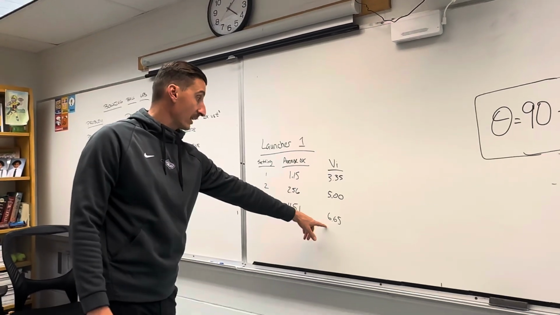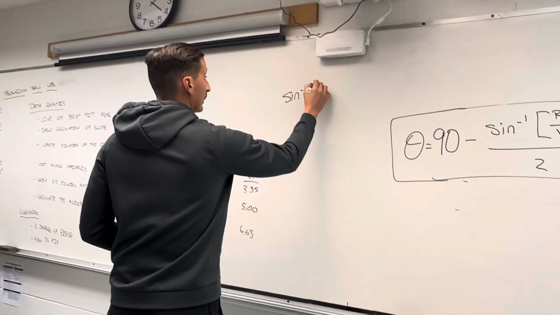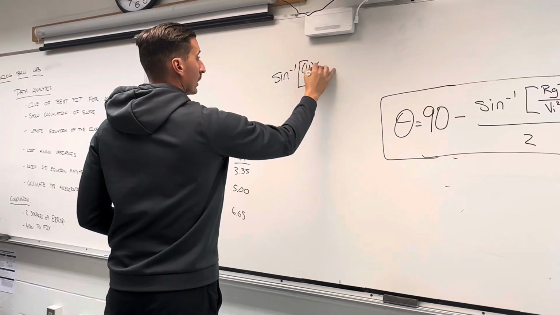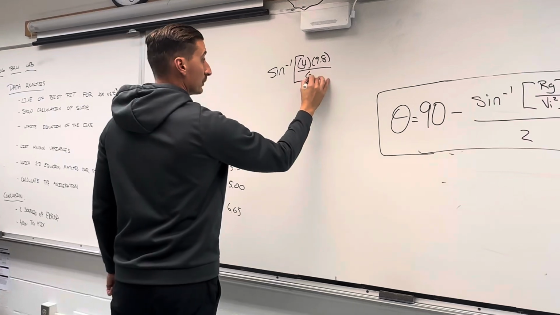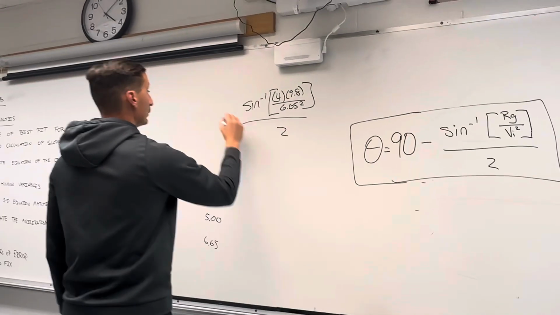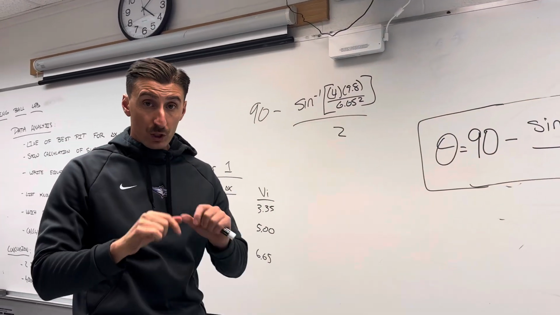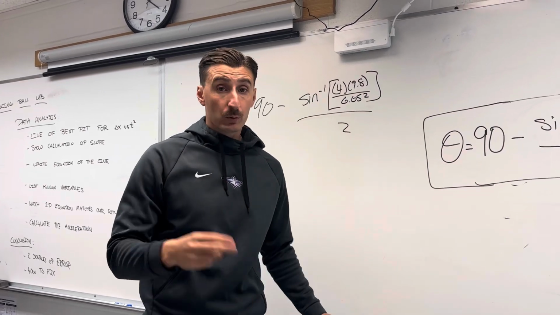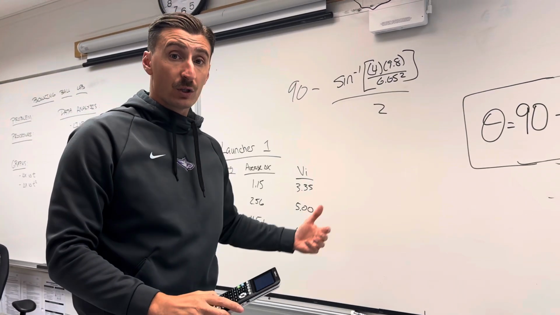I know I'm going to do setting 3, so I'm going to plug in here. 4 meters, 9.8. Velocity, I'm going to use this one, 6.65 squared, divided by 2, 90 minus. You don't have to write these down. What you need to do is get good at your calculator where you can do it really, really quickly. Good groups will get it really quick. I'm just showing you all the steps so you can see what's going on here.